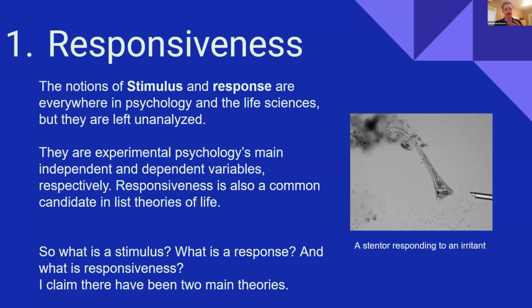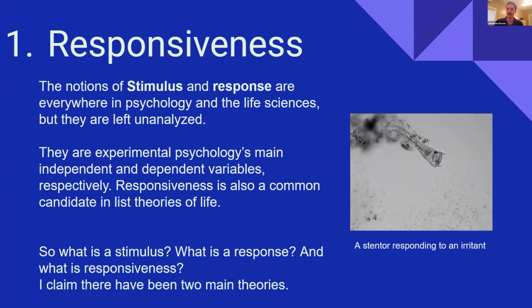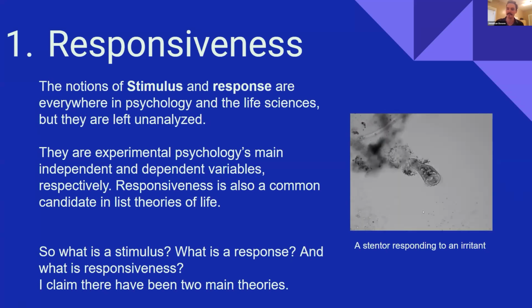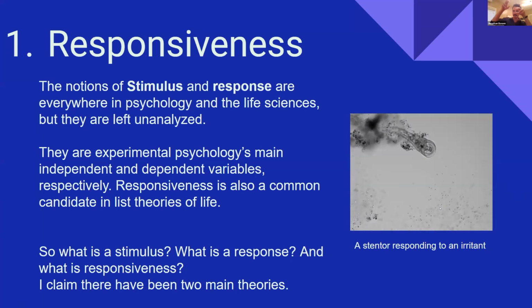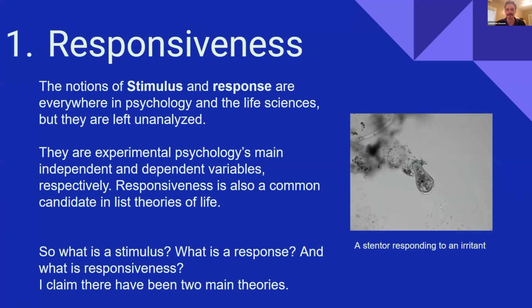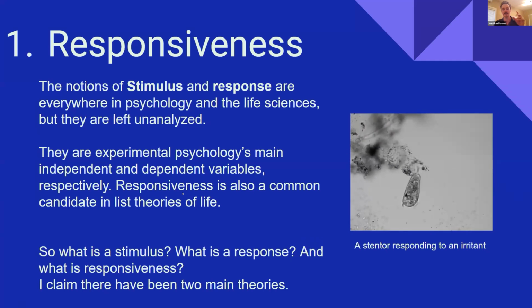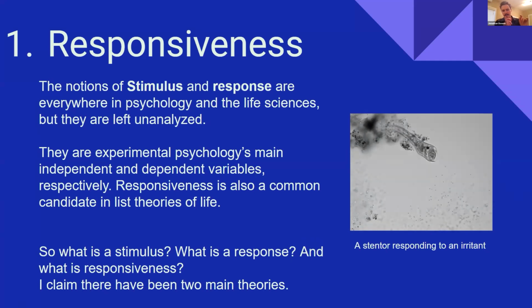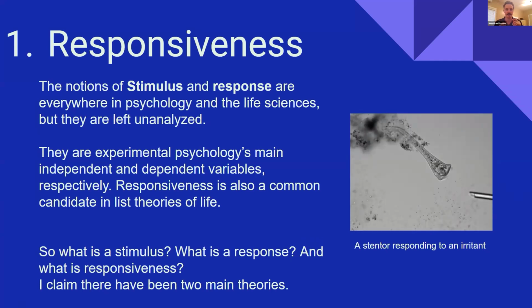So the notions of stimulus and response are everywhere in psychology and the life sciences. So here's just a little response eye candy. This is a stentor responding to some irritant. It kind of shrinks back and then it swims away. So stimulus and response are experimental psychology's main independent and dependent variables, respectively. And also, you tend to see something like response to stimuli or responsiveness in lists of theories of life.